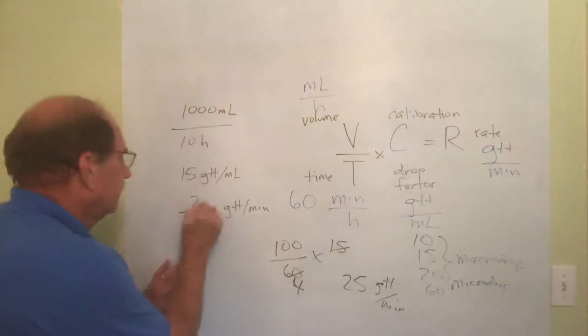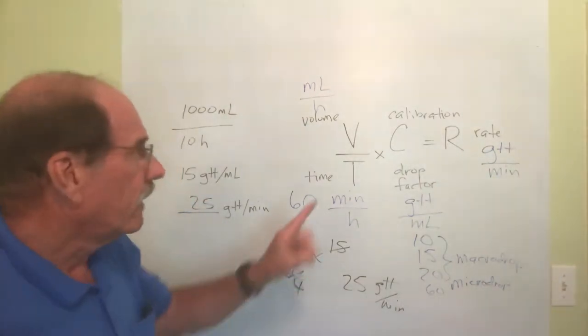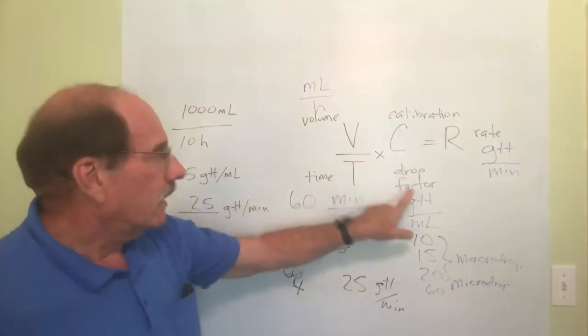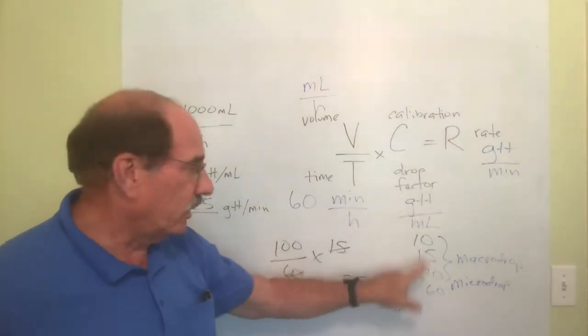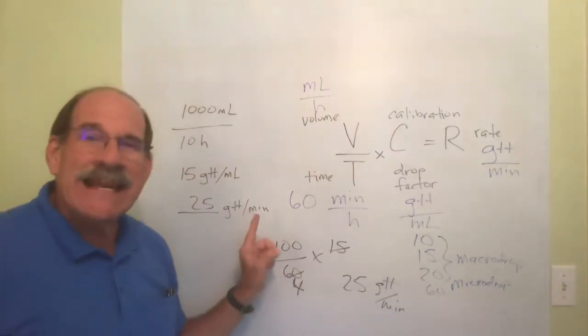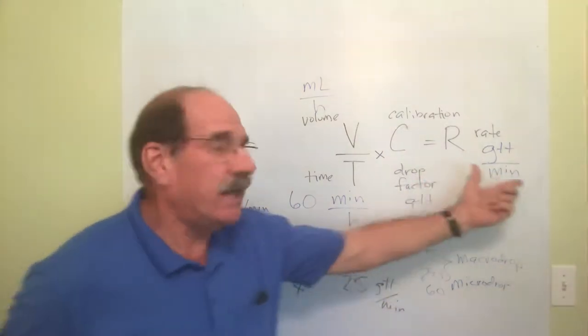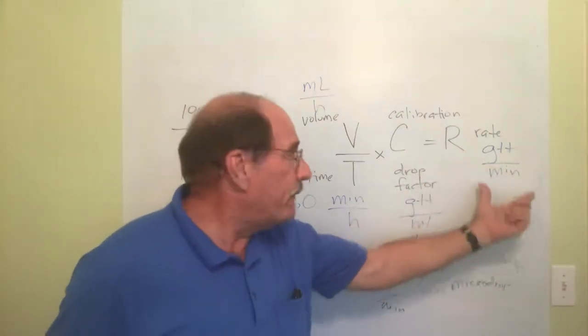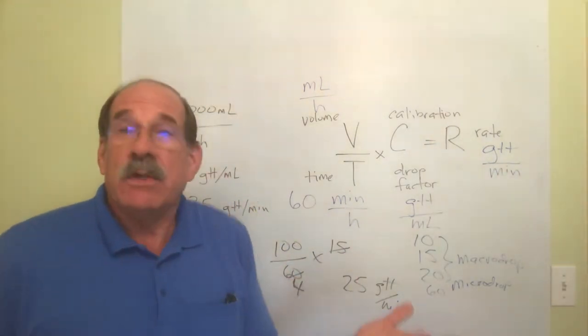That's the answer. Now, some major cautions here. Be very careful. C is the number of drops per milliliter. That's that drop factor, one of those numbers. Okay? The answer is in drops per minute. Don't confuse drops per milliliter, which is the drop factor, with the answer in drops per minute. Careful about that, okay?